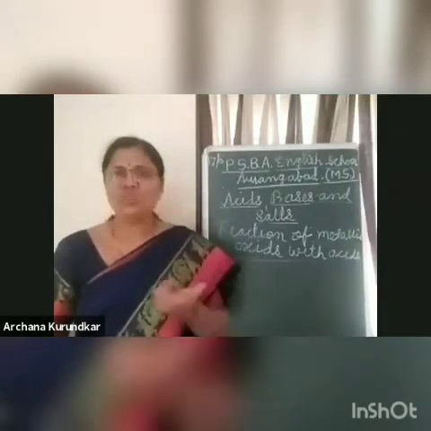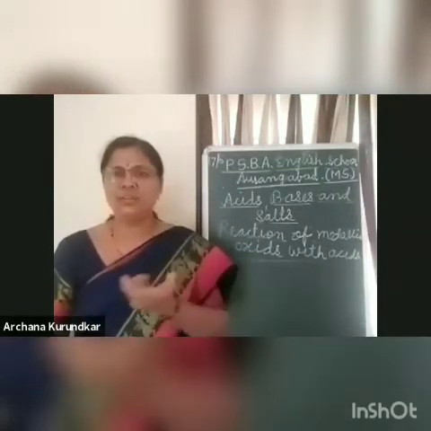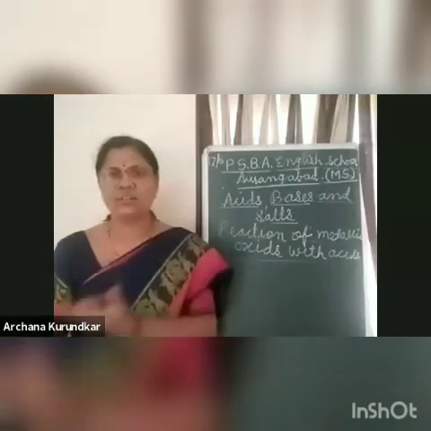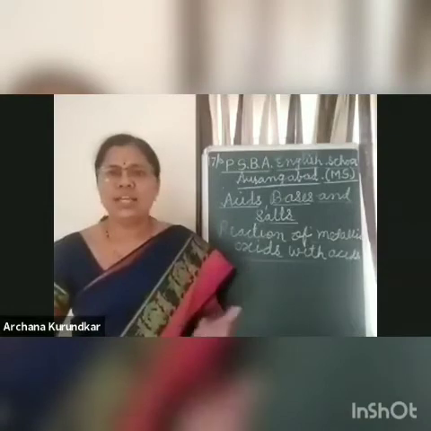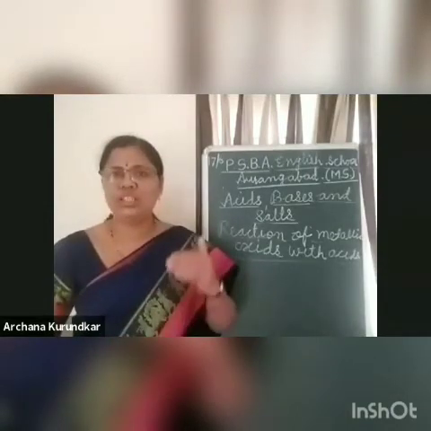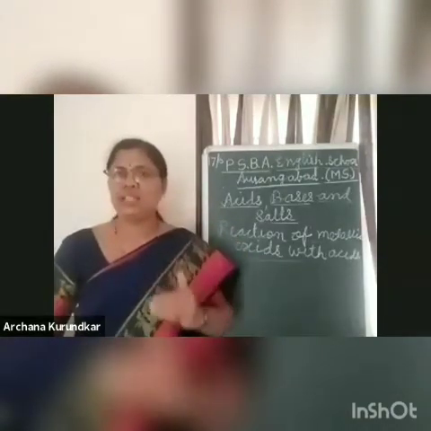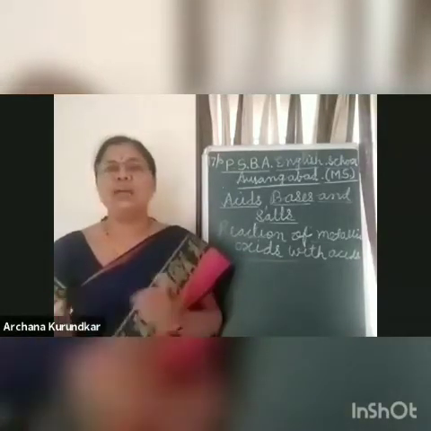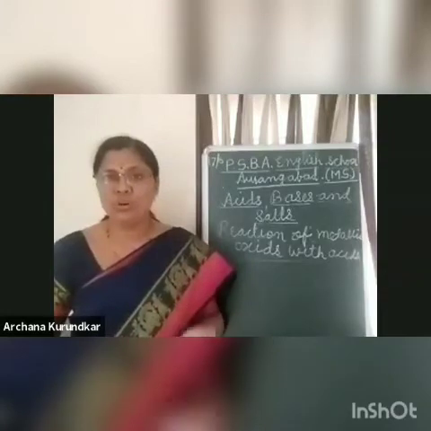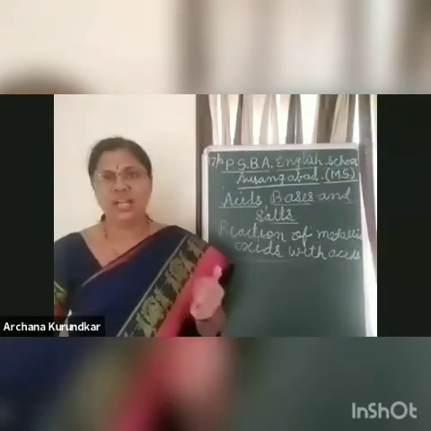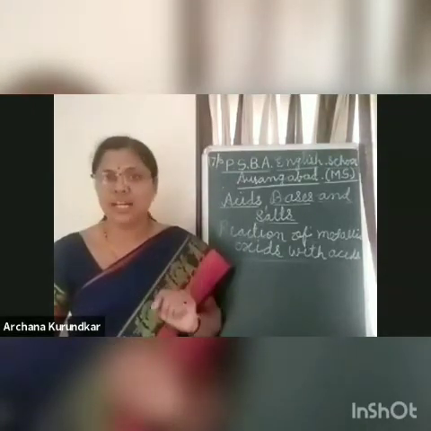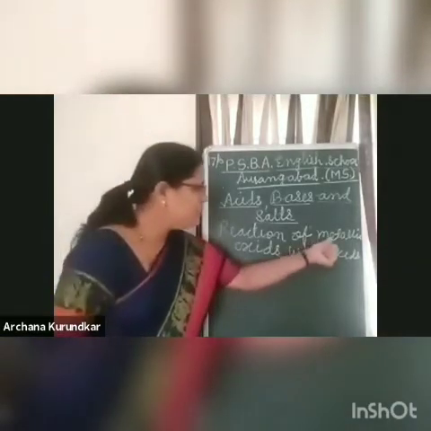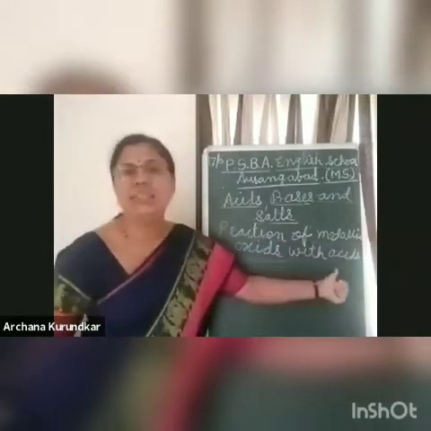So Na2O, ZnO, MgO, that is magnesium oxide, zinc oxide, and Na2O means sodium oxide. So these Na, Zn, Mg are the metals, and metallic oxides are Na2O, ZnO, MgO, CuO. Copper is also a metal, and its oxide is copper oxide. So we are going to discuss the reaction of metallic oxides with acids.